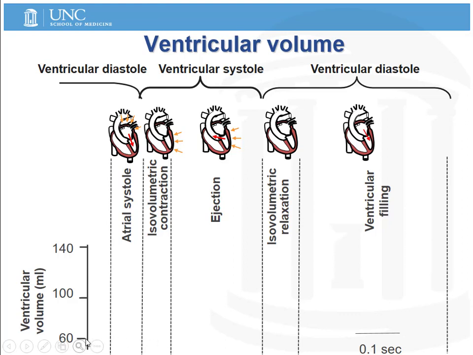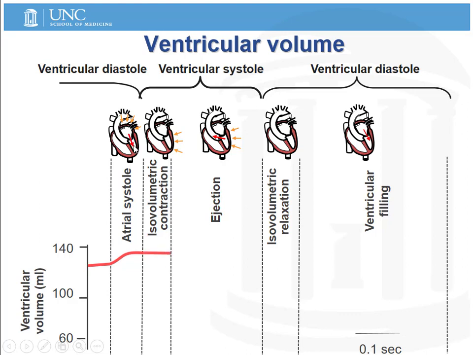We'll plot the ventricular volume on the y-axis versus time on the x-axis. And our arbitrary starting point will be during ventricular diastole, here at the end of ventricular filling, where the mitral valve is open and blood is passively flowing from the atrium into the ventricle, slightly increasing that ventricular volume. At the onset of atrial systole, the volume in the ventricle increases slightly as the atrium contracts and pushes a small volume of blood into the ventricle.